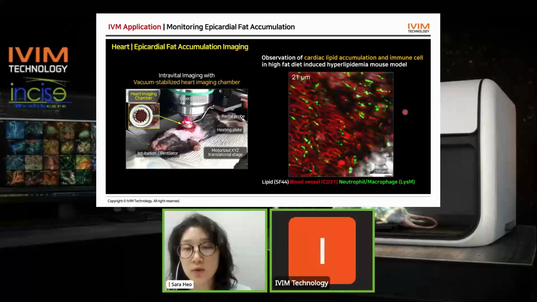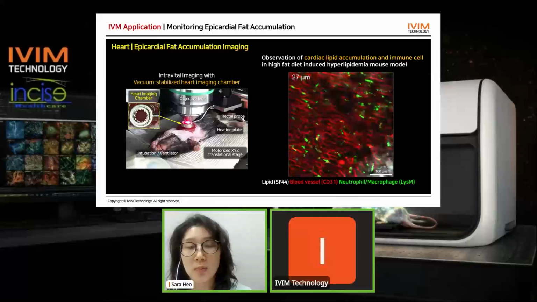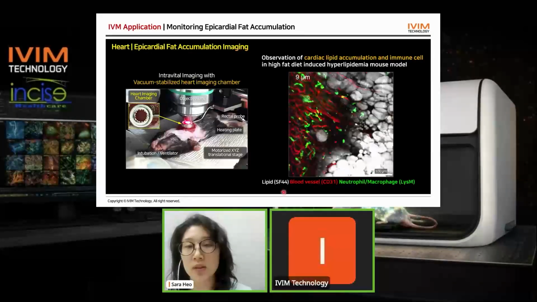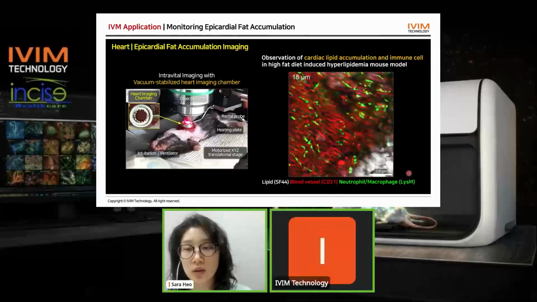This is an image from a fat accumulated mouse, and this was imaged using Z-stack imaging mode. Z-stack imaging mode is going to come up later as well. It allows us to image from the surface of the heart and obtain images in depth like this. In this image, the lipid is in white, the blood vessels in red, and the immune cells are in green. You can also mark the depth of the image here. You can see that the lipid is located at the outer surface of the heart, and the neutrophils and macrophages are located near the vessels inside of the heart.